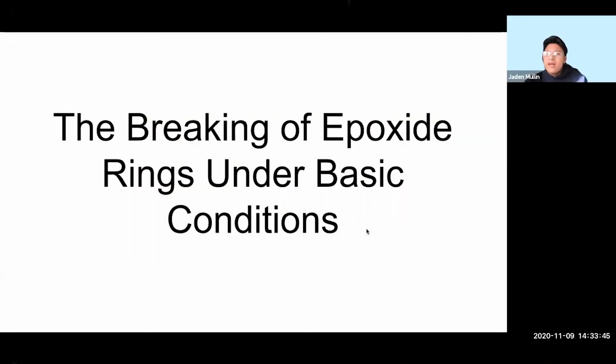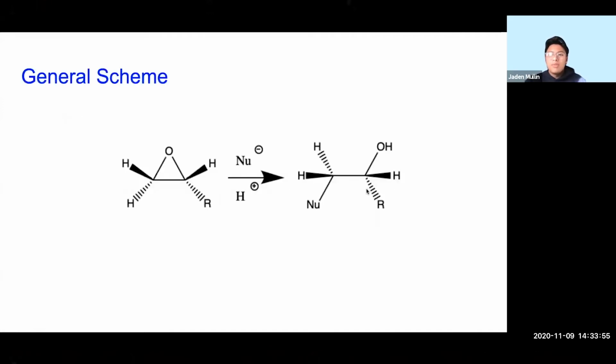Hey everyone, today I'll be discussing the history, uses, and mechanisms behind the opening of epoxide rings while under basic conditions. So below is the general scheme behind the reaction. In the scheme, you can see that there is a 3-atom ether ring, otherwise known as an epoxide, and it's going to be opened by a nucleophile as well as protonated by some kind of acid.